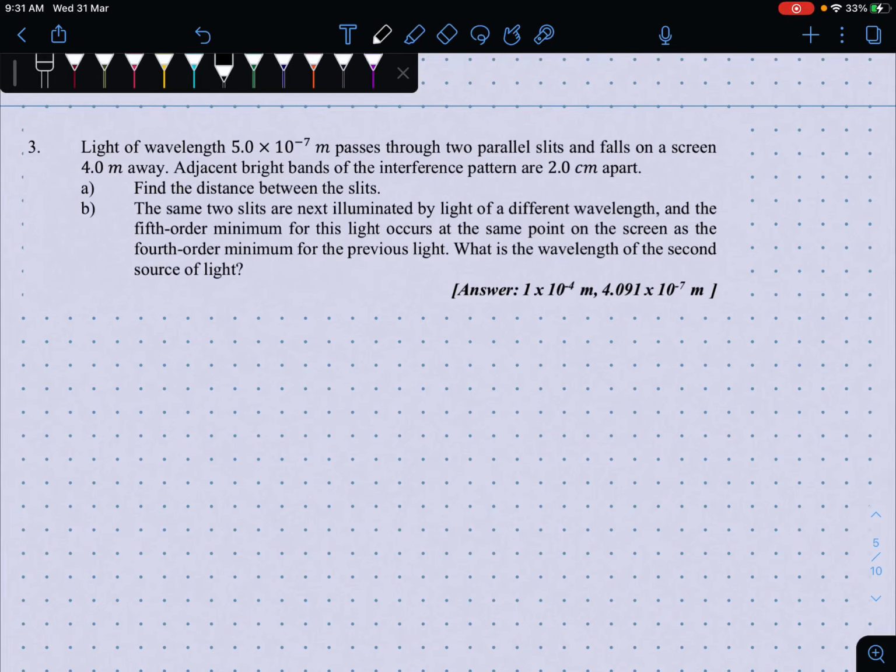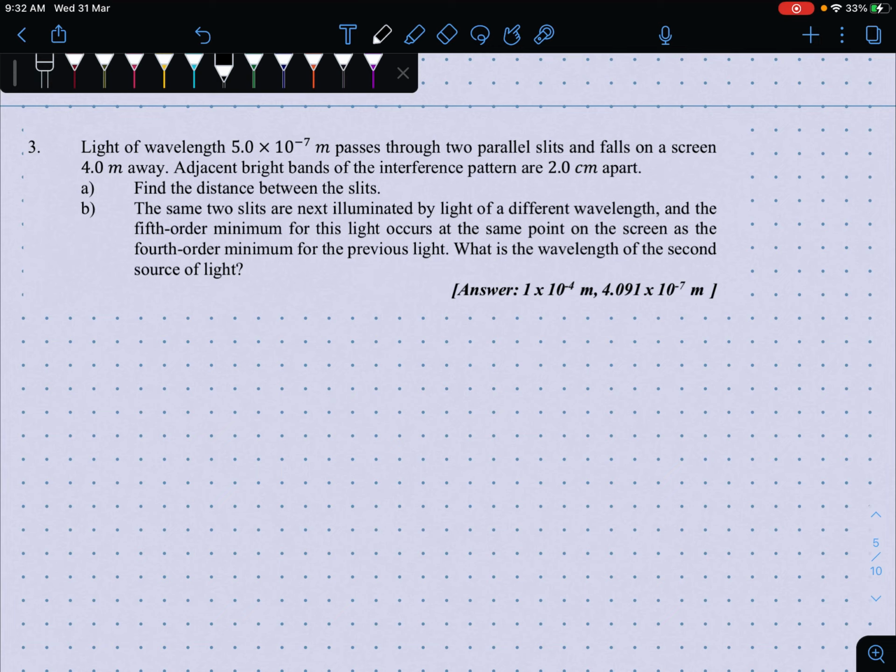So next we'll look at question number 3 from tutorial chapter 8. Light of wavelength 5 times 10 to the power negative 7 meter passes through two parallel slits and falls on a screen 4 meter away. Adjacent bright bands of the interference patterns are 2 centimeter apart.